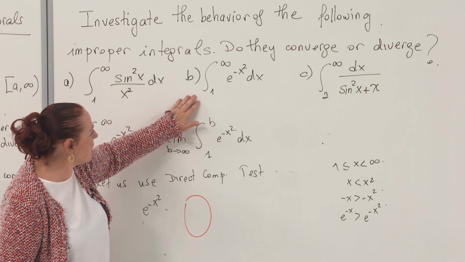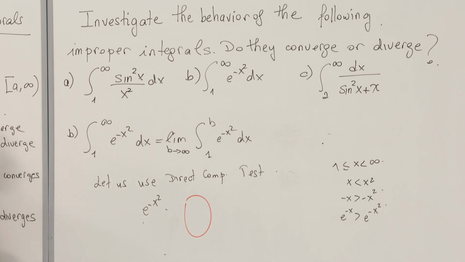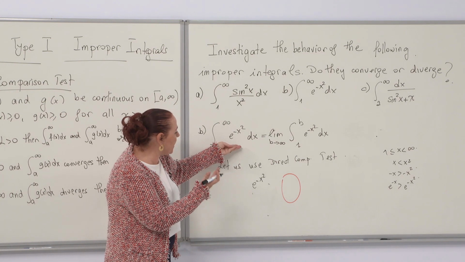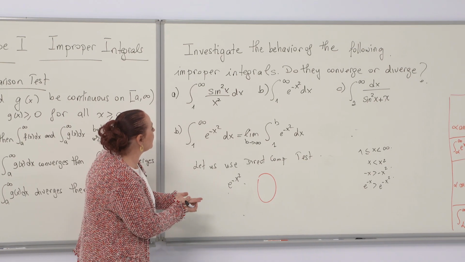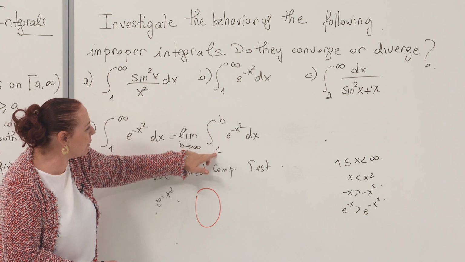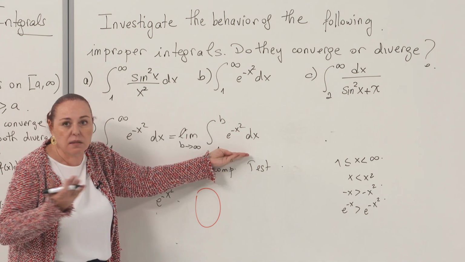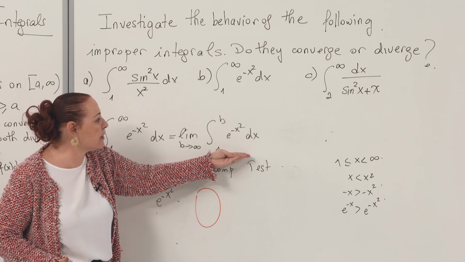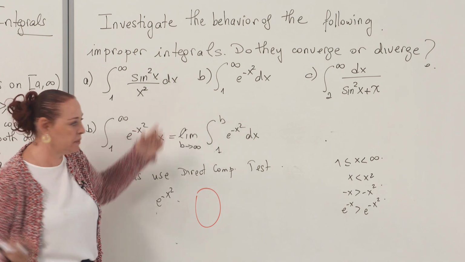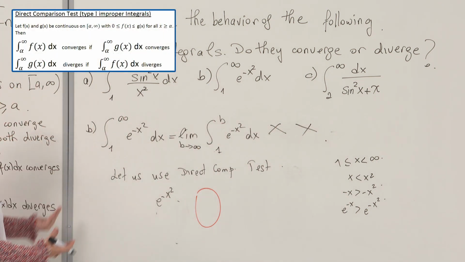Let's consider the second example, the integral from 1 to infinity of e to the power minus x squared dx. Now, let's try to find the answer by using the limit definition. The limit as b tends to infinity of the integral from 1 to b of e to the power minus x squared. We cannot evaluate this integral, so we cannot find the answer by using the limit definition.